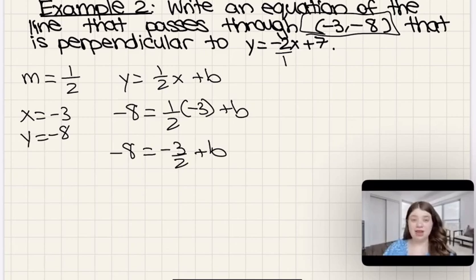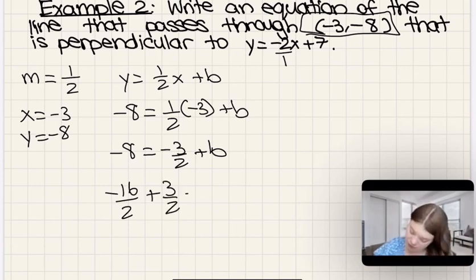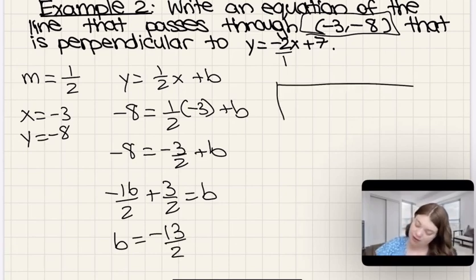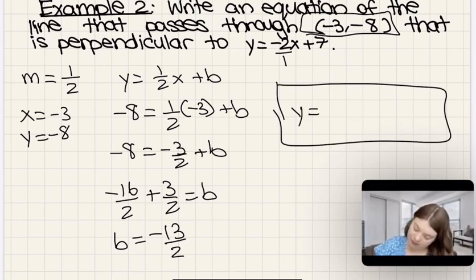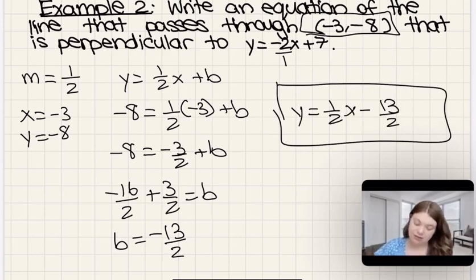Also, negative 8, recall that's the same as negative 16 divided by 2, right? And then if we add 3/2 to both sides, we get b that way. So b is equal to, let's see, negative 13 over 2. So the final answer here is y is equal to 1/2 x minus 13 over 2. And there's our answer. All right, well, good work, everyone, and we'll see you for the next one.